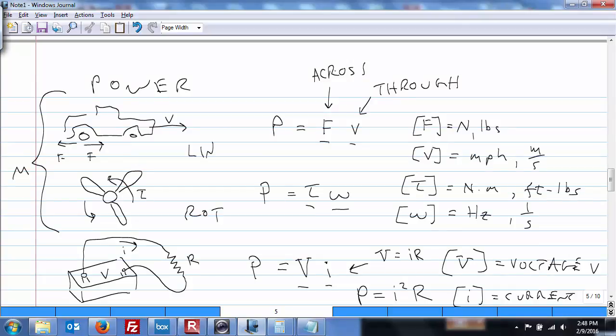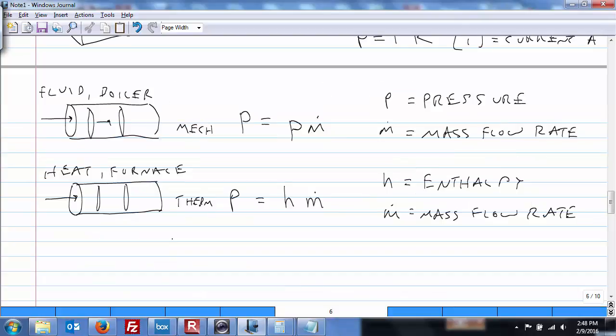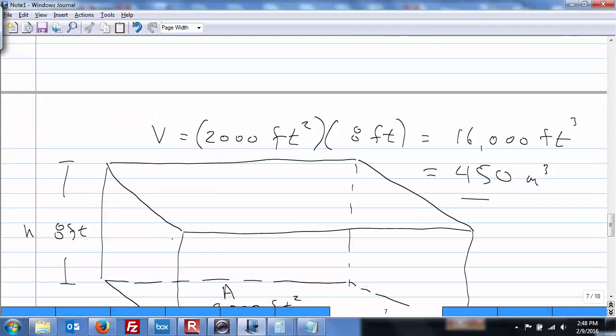We went through different types of power: linear mechanical, rotational mechanical. We did some electric. We then did fluid power. And then we did heat power. And that's really where I want to focus my attention. I have not defined enthalpy, but I will do that before we leave. It's actually pretty simple, even though the word looks kind of weird.